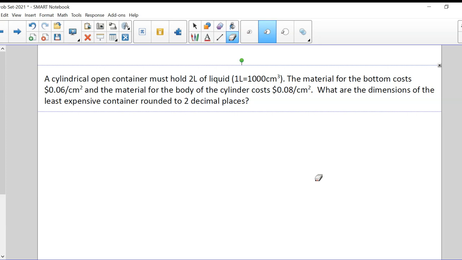So an open container must hold 2 liters of liquid. 1 liter is 1,000 centimeters cubed. It's a volume, right? The material for the bottom costs, and they give you an equation for that. And the material for the body costs, and they give you, not an equation, they give you a number for that. What are the dimensions of the least expensive container rounded to 2 decimal places?